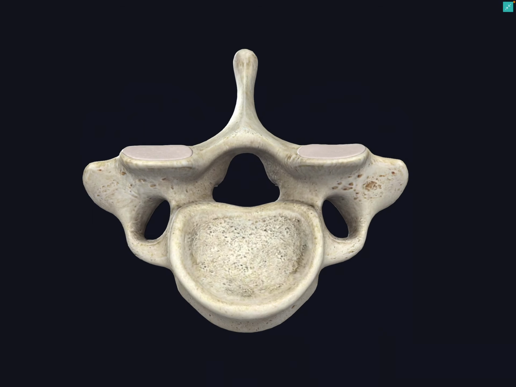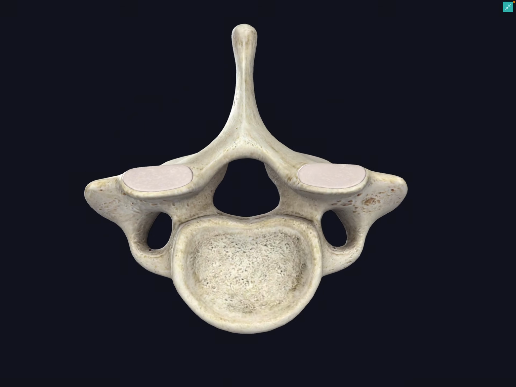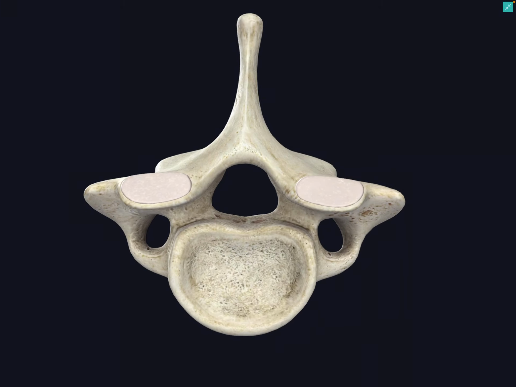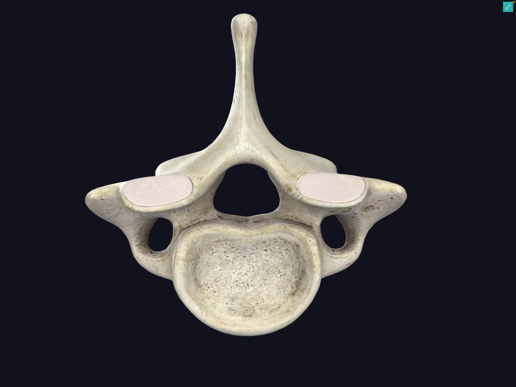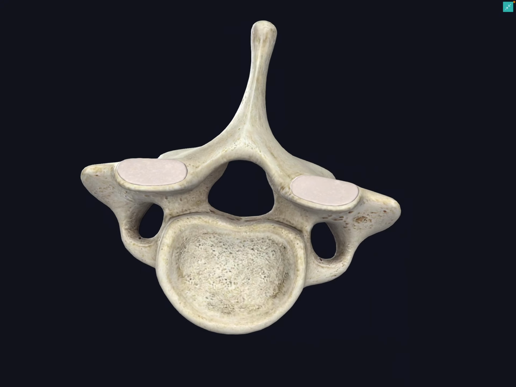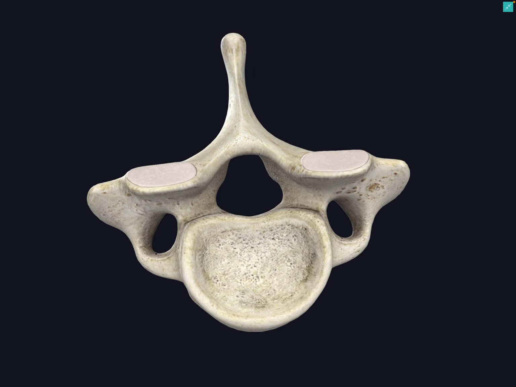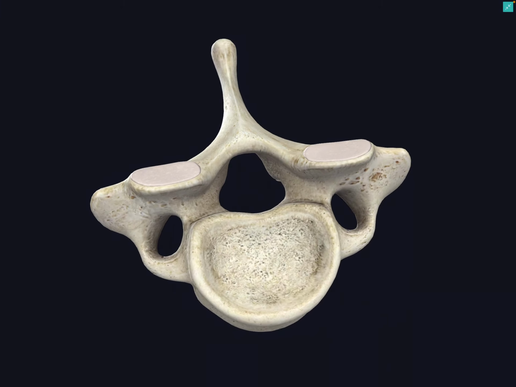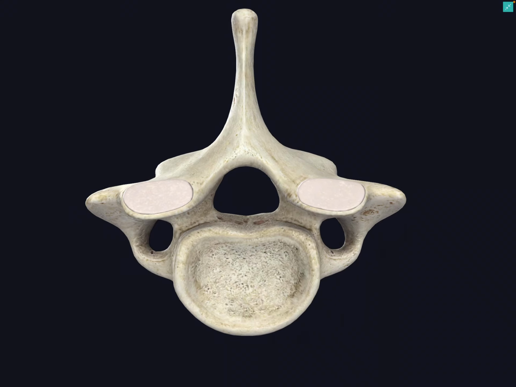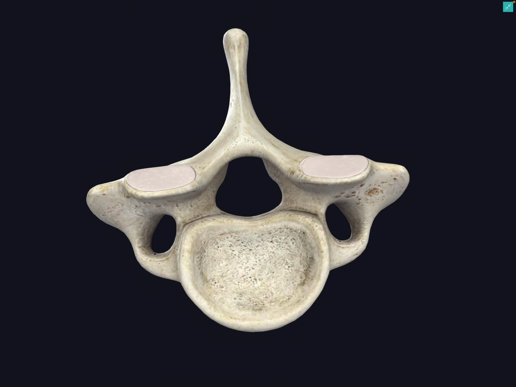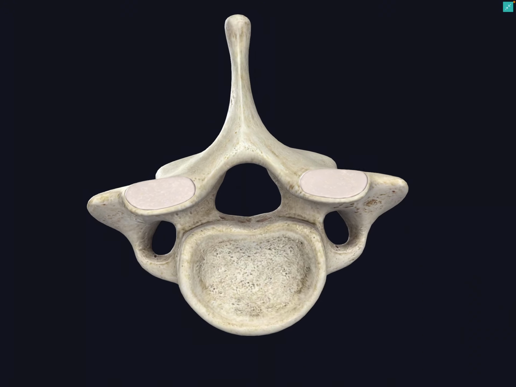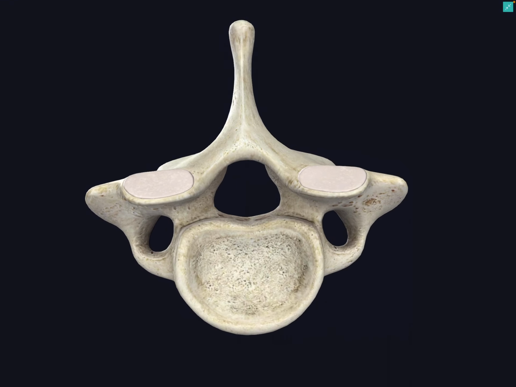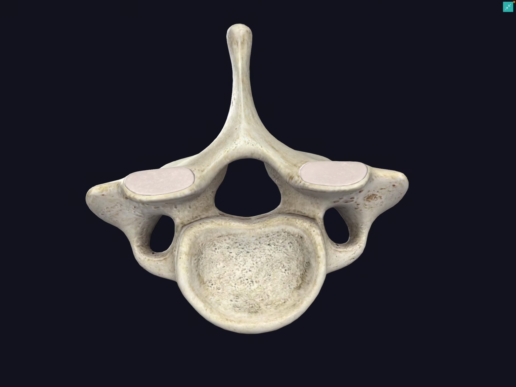The cervical vertebra number 7 differs in a number of ways from other cervical vertebrae, and one of the ways in which it differs is the spinous process. It's longer and typically is not bifid. It doesn't end in a two-prong, a bifid process, and it often ends in a roughened tubercle.